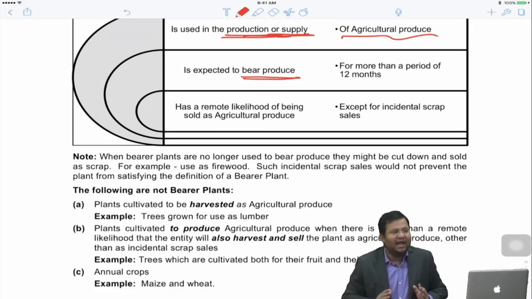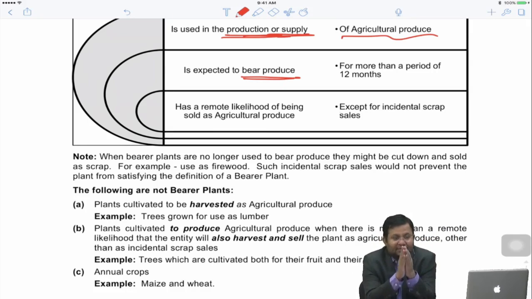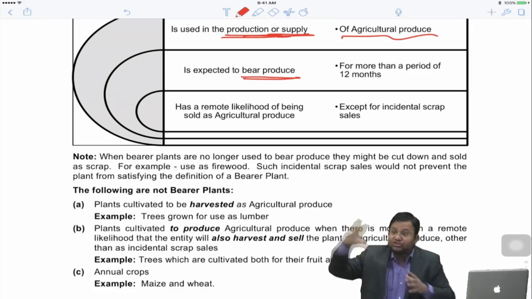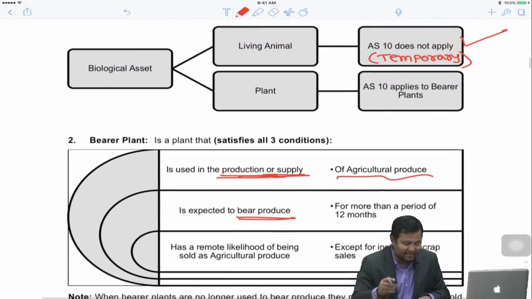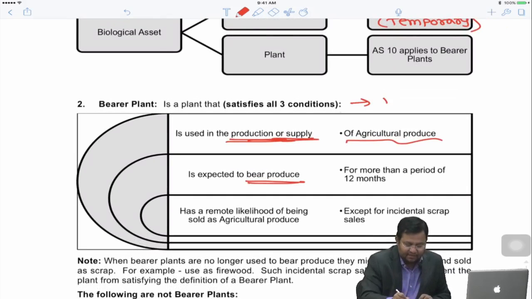मतलब, I have got a mango garden. That mango garden is a bearer plant for me. उससे agriculture produce बनता है. So classic example of a bearer plant is a mango garden. Mango समझ लो आप, आपको mango ही समझ में आएगा.